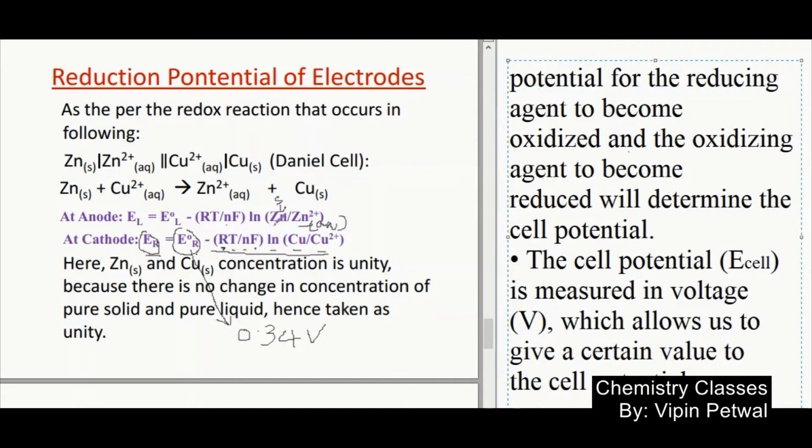So here we are expressing the concentration of Zn and Zn2+, concentration of Cu and Cu2+. Okay, and we also know one important point here: zinc solid, copper solid, this is solid, this is also solid. Concentration is taken as unity for these because there is no change in concentration of pure solid and liquid, and these are pure solid electrodes which are dipped in the aqueous solution of their respective salts. Okay, these are pure solids, so their concentration is considered to be unity.